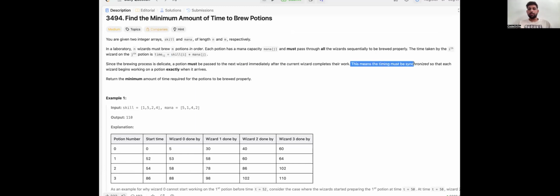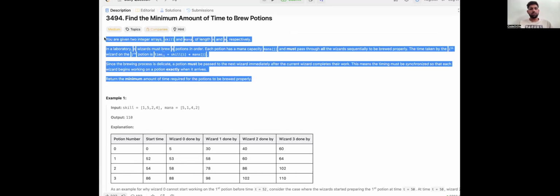So this means the time must be synchronized so that each wizard begins working on the potion exactly when it arrives. Okay, that's exactly what I just said. Return the minimum amount of time required for the potions to be brewed properly. Okay, so actually I did this question using dynamic programming, and it's a beautiful problem.